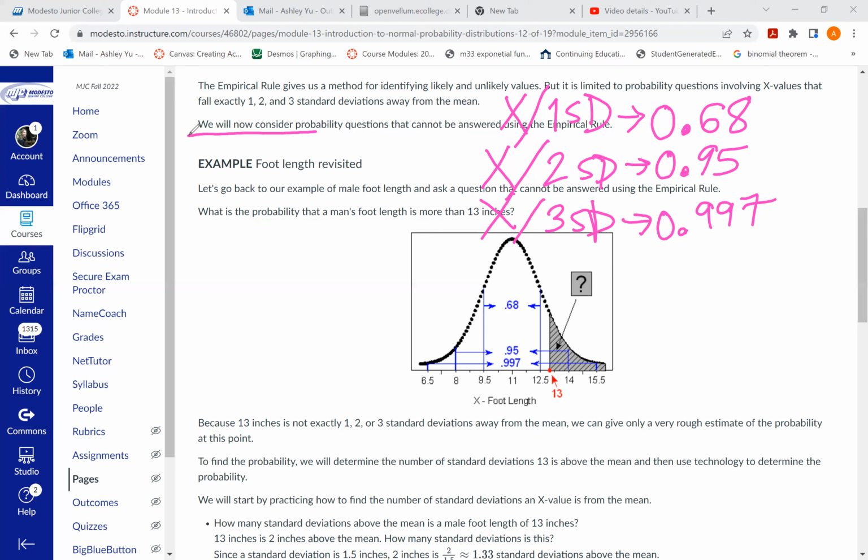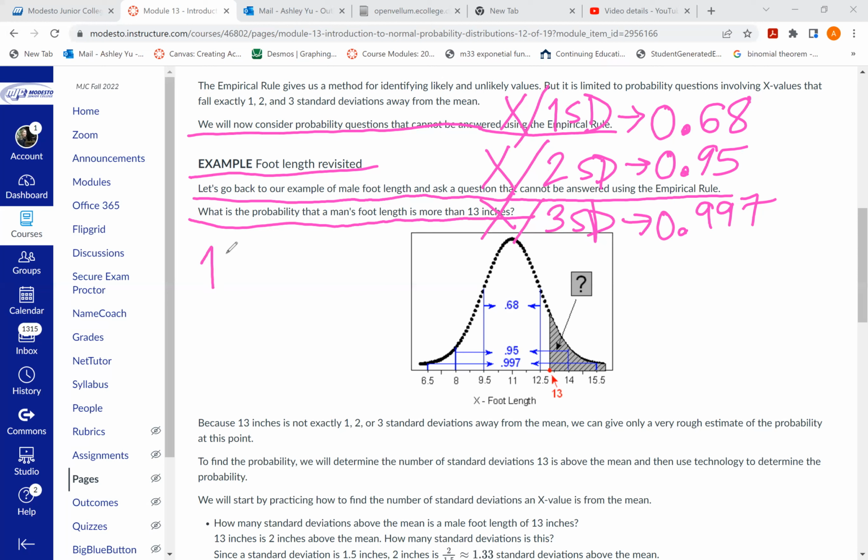Okay, we will now consider probability questions that cannot be answered using the empirical rule, because we kind of get the empirical rule now, especially when you have a graph in front of you. It makes it a lot easier. Let's revisit that foot length example we saw before. Let's go back to our example of male foot length and ask a question that cannot be answered using the empirical rule. What is the probability that a man's foot length is more than 13 inches?